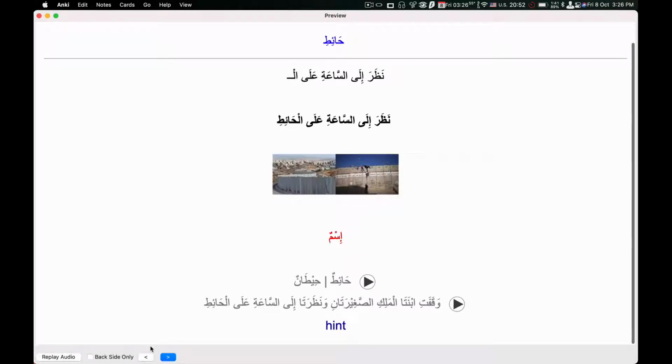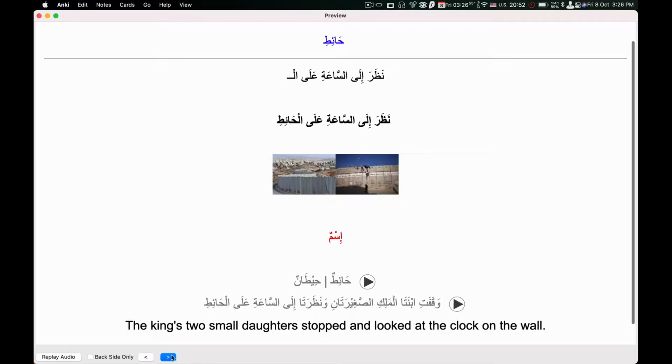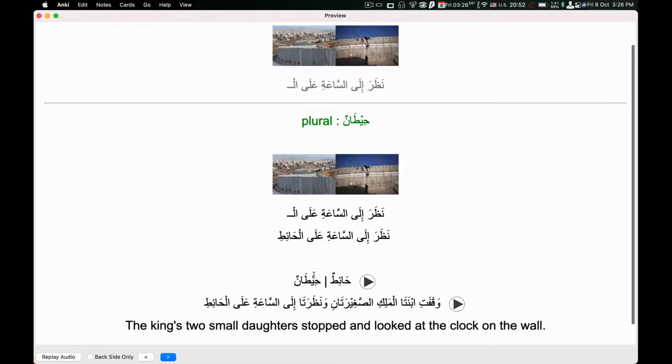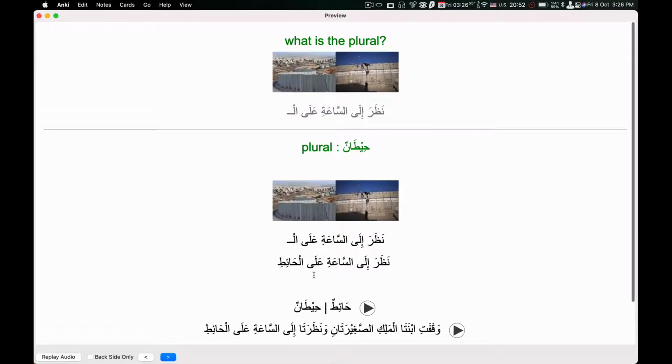This card is also from Fluent Forever. It's basically testing you. It shows you a word, and then you have to make a sentence out of the word. So in this case, we have Haiti. Sorry, my Arabic pronunciation is still not perfect. Then you have to create an example sentence from it. So, nadara ila sahati ala Haiti. And then the next one asks you for the plural of wall, and in this case, hitanu.